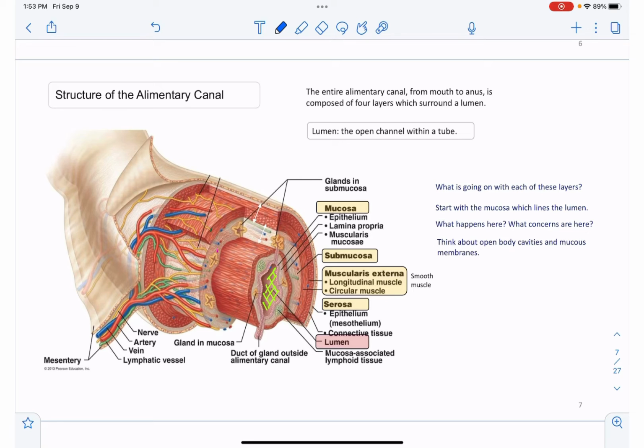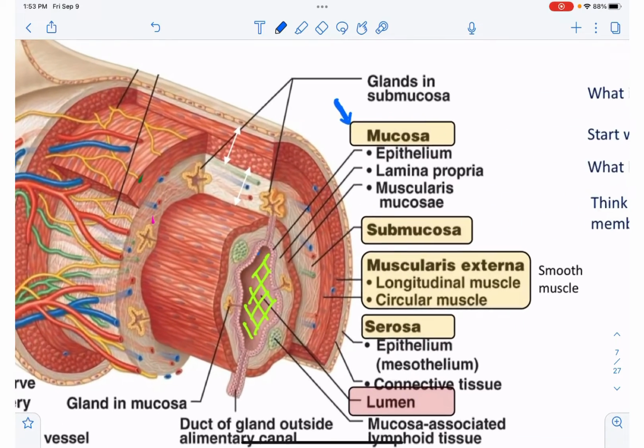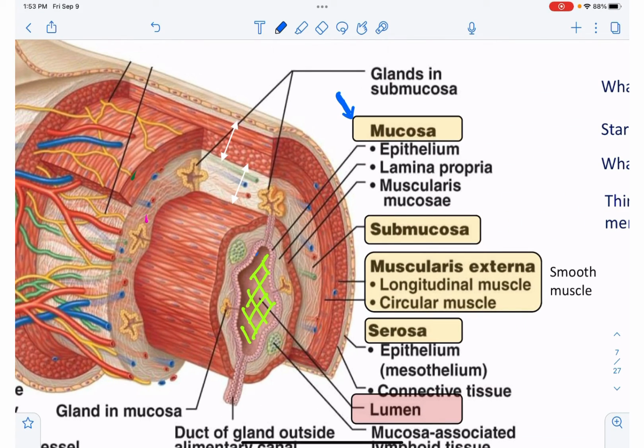The layer of the alimentary canal in direct contact with the lumen is the mucosa. And the mucosa is going to have a really important role because it is in direct exposure to the lumen. The digestive tract is an open body cavity at the mouth and the anus. And so pathogens, especially pathogens that are on food, are going to travel down that lumen, and the mucosa is going to be the first layer of defense to try to prevent those pathogens from getting inside the body. So this area right there represents the mucosa.